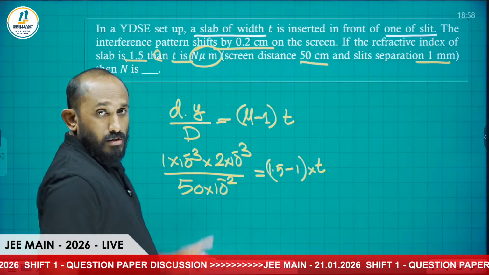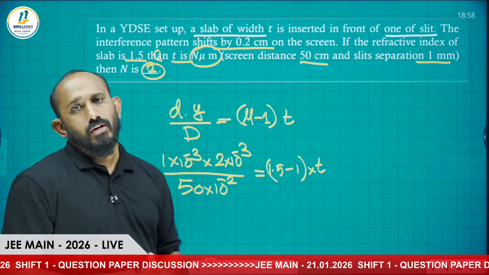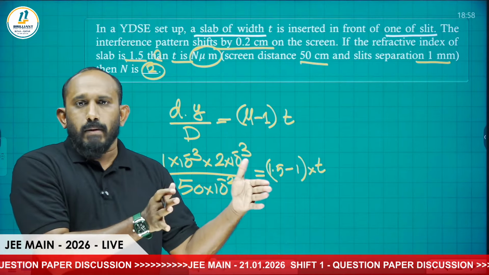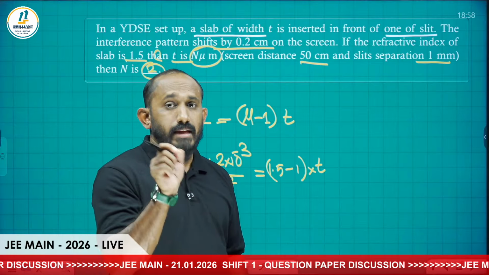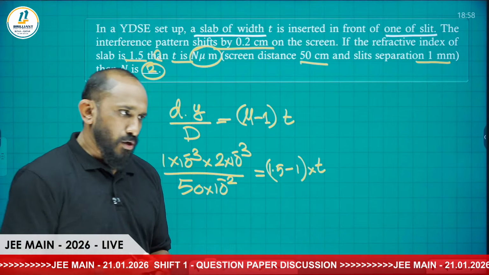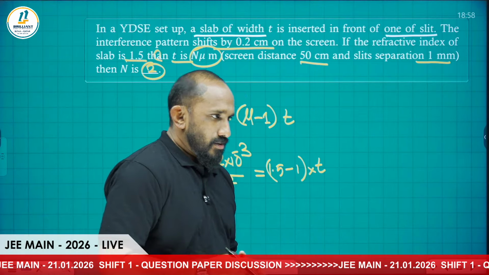Is that fine? So the shift produced will be balanced by mu minus 1 into T. The path difference will be balanced. As a concept you have to use it in Young's double slit experiment. Hope you got it. So next concept we can do.